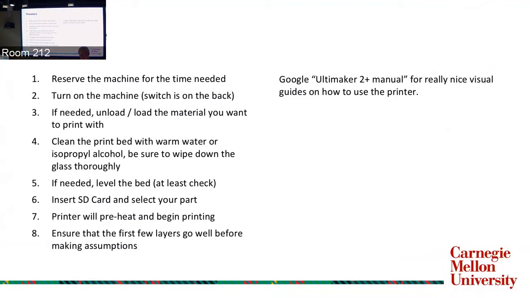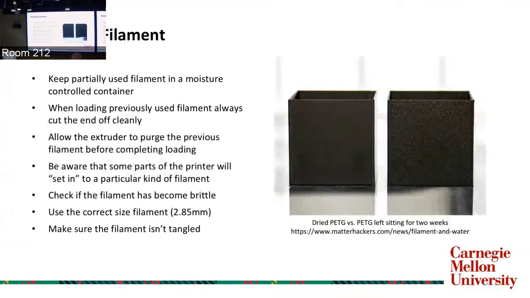Clean the bed. The bed gets glue and dirt and grime on there, so most of that can be rinsed off with water. So you just take the glass out, go find a sink, put it back in, insert your SD card, preheat the printer, and then finally make sure that the first couple layers print correctly. That's where things usually go wrong. If your part doesn't appear right or the extruder's not extruding or whatever, you're going to discover that in the first couple layers, typically speaking. I'm going to skip over this slide, but handling filament's important.